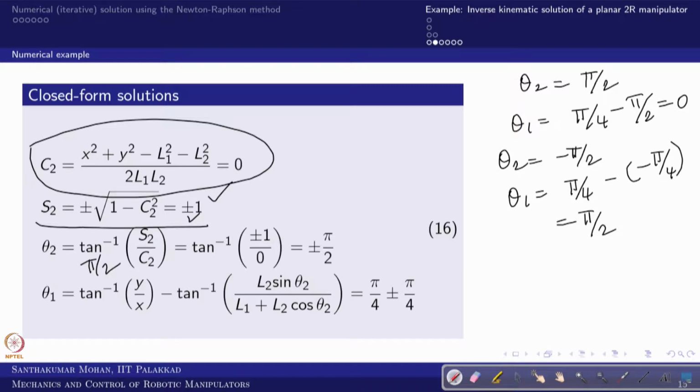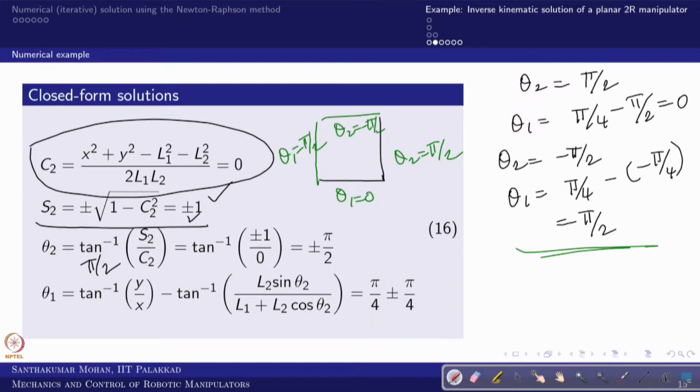So the same solution what we have obtained, this is one solution, okay. So in the sense theta 1 is 0 and theta 2 is actually like pi by 2. So the other solution is this, so theta 1 is pi by 2 and theta 2 is minus pi by 2, right. So both the solutions we have obtained.